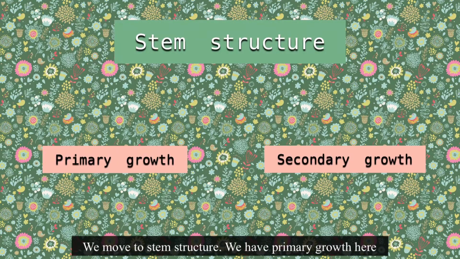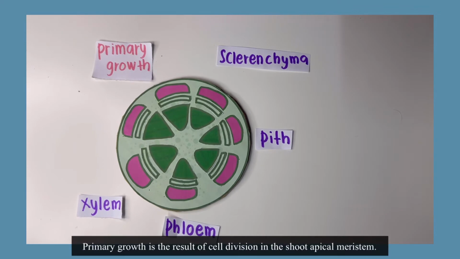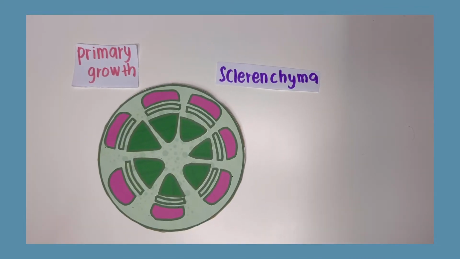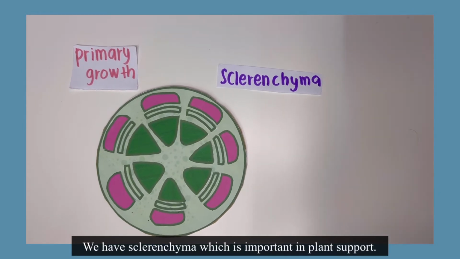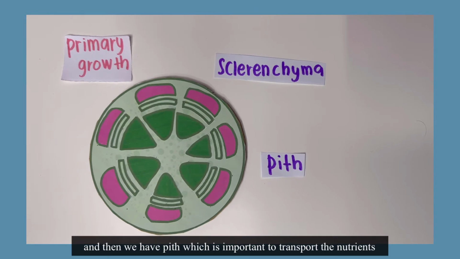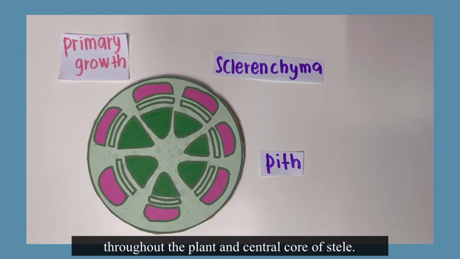And then we move to stem structure. We have primary growth here. So primary growth is the result of cell division in the shoot apical meristem. First one, we have sclerenchyma, which is important in plant support, and then we have pith, which is important to transport the nutrient throughout the plant, and central core of stele.